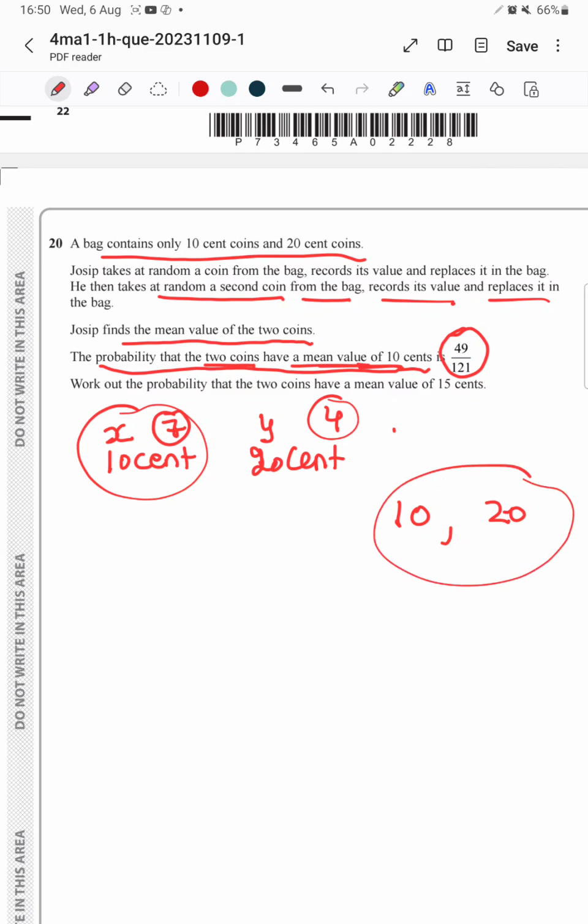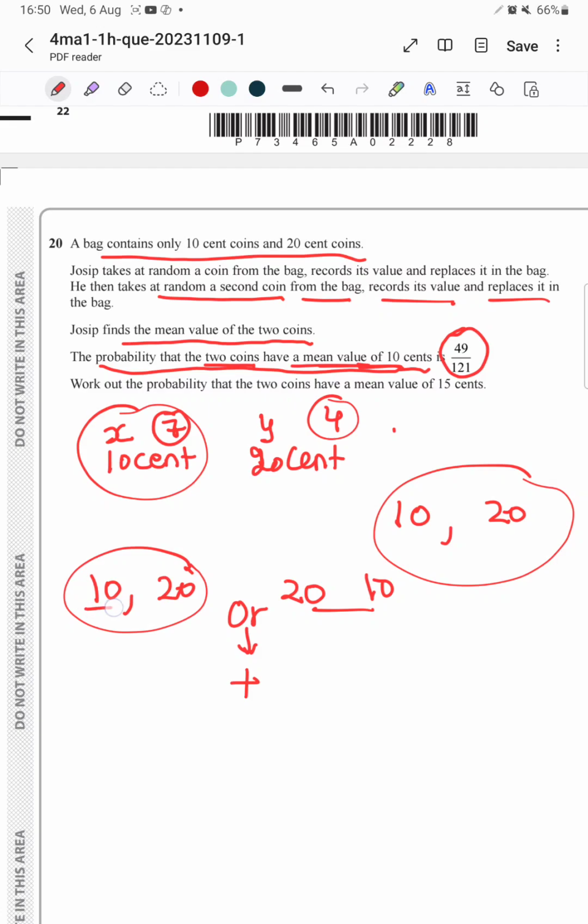You have to take both ways: first 10 cent, second 20, or first 20 and second 10. So I'm saying this possibility or this possibility. So this or probability will be plus: first 10-cent coin and second 20 cent, multiplied, or first 20-cent coin multiplied by another 10-cent coin. Now find out the probabilities.